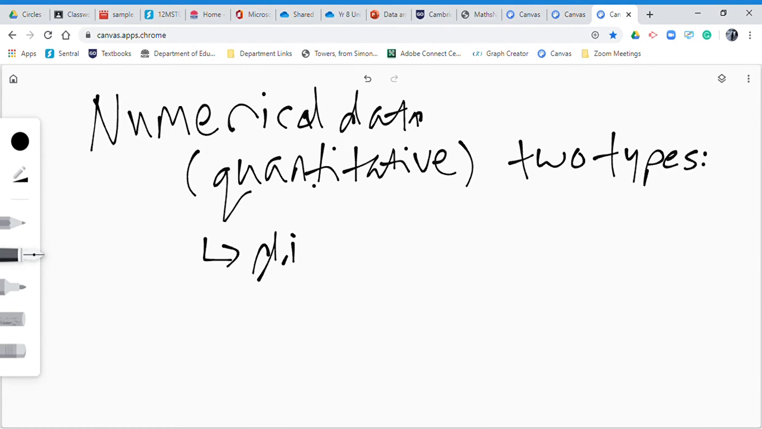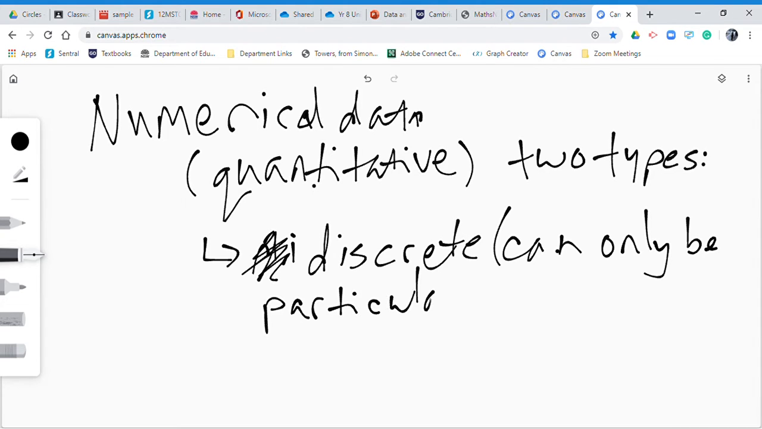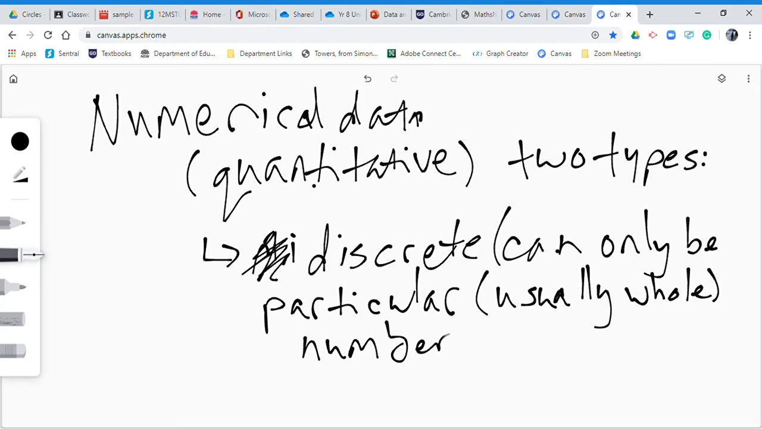Yeah, so messy, sorry. D-I-S-C-R-E-T-E, discrete. A discrete variable can only be defined or outlined in certain, particular values, usually whole numbers. Usually whole numbers. I'll close my bracket there.